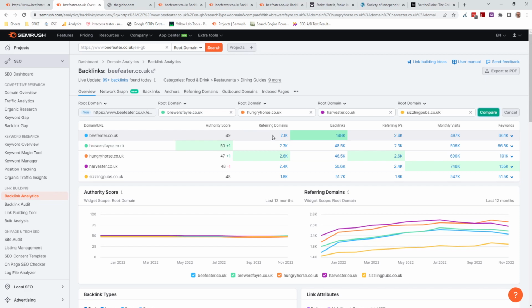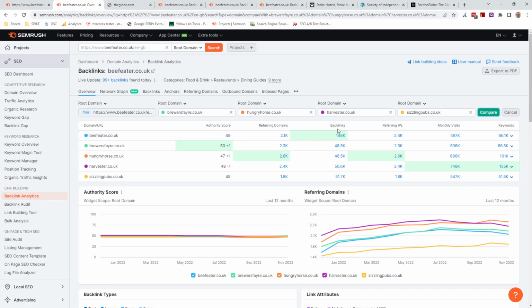And this figure in SEMrush, they're the referring domains that SEMrush has found. That means that there may be other websites that are linking to Beefeater or Brewers Fayre that aren't going to appear in here because SEMrush has just failed to find them on the internet. The internet is very, very big. So if you use, say, Ahrefs instead of SEMrush, these figures will be different. So when you're doing some sort of comparison, I would always choose to use one tool to get these figures out, because otherwise you'll have conflicting data.